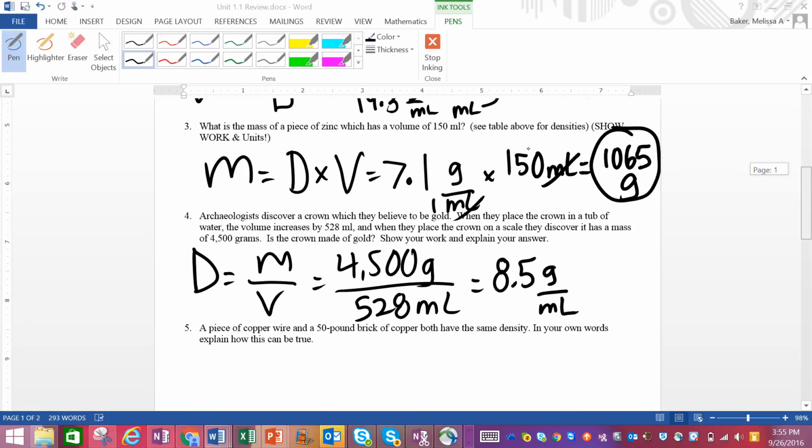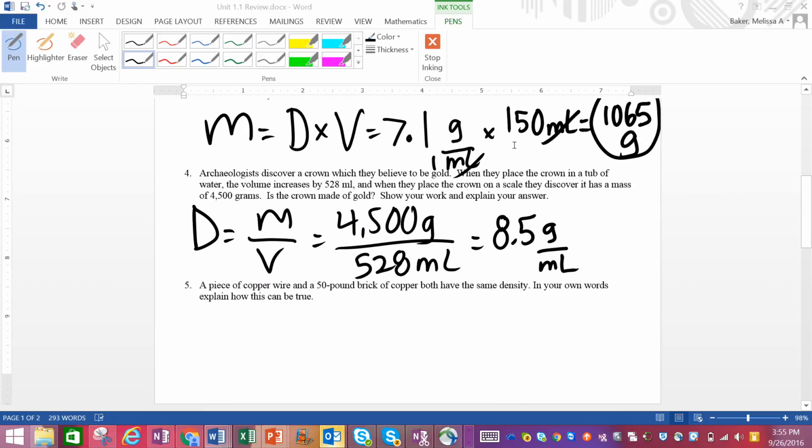Brass is also a golden color, so it's definitely not gold, because gold's density is 19.3 grams per milliliter.